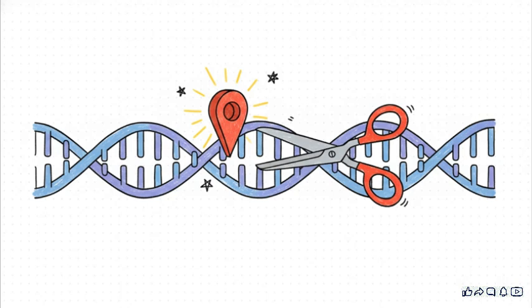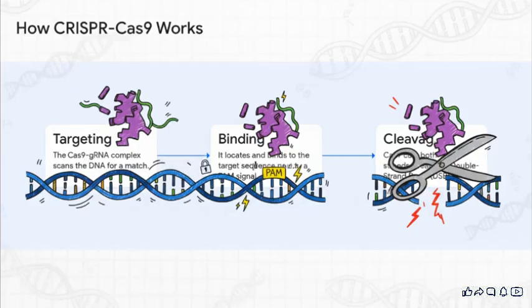It's a short little sequence that we design in a lab to match a very specific spot in the genome. The second part is a Cas enzyme, like the famous Cas9. And that's easy. It's just a pair of molecular scissors. The GPS tells the scissors exactly where to go. So the whole process is beautiful in its simplicity.